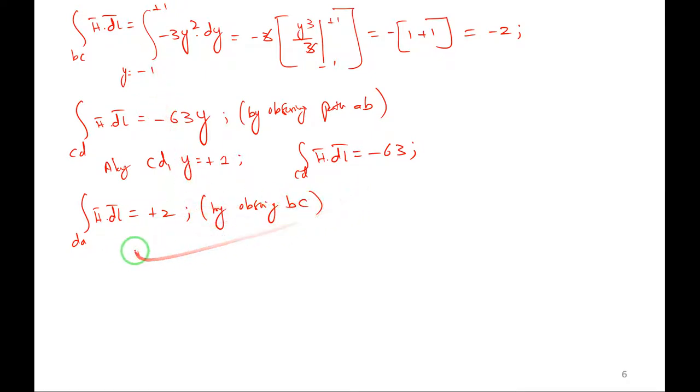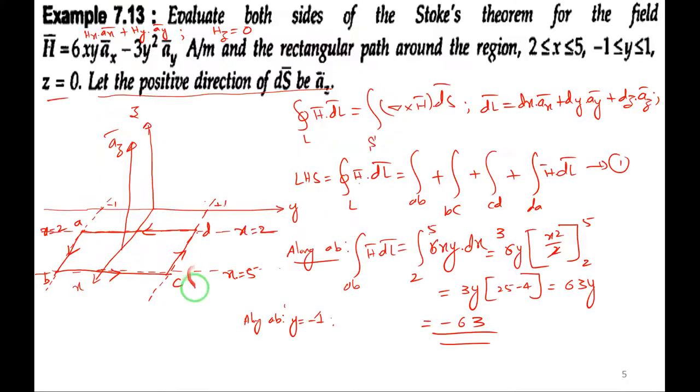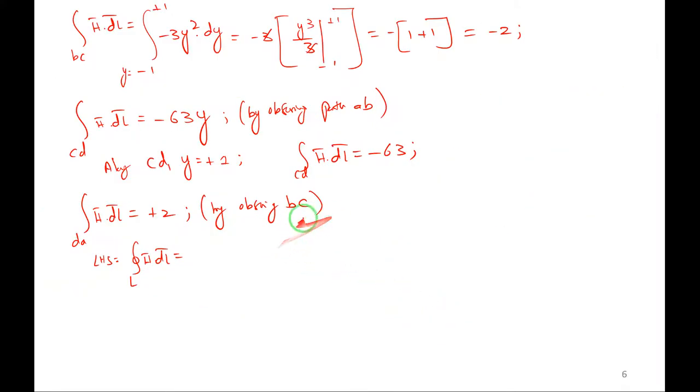Okay, next I want the total closed line LHS closed line integral of h dot dl. So I add all the things. So first AB what I am getting -63. Next BC I am getting -2. Then CD I am getting -63. Then DA I am getting +2. So +2 -2 will get cancelled. Finally I will get -126 amps, because closed line integral of h dot dl equal to I, right? So I can use the units as amps, or else you can no need to write the units, right? So -126 I got LHS, right?